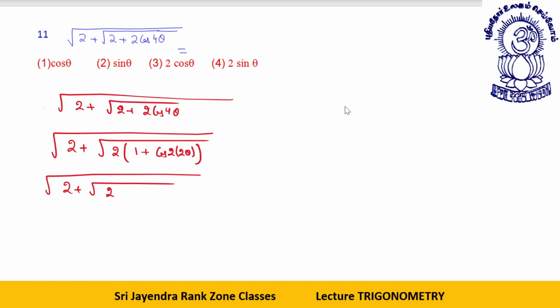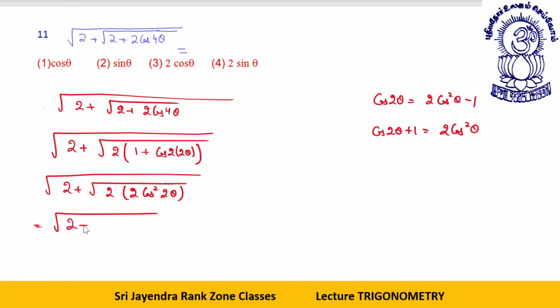Dear students, what is cos 2 theta? Cos 2 theta is 2 cos square theta minus 1. So from here, cos 2 theta plus 1 is equal to what? 2 cos square theta. I'm getting it. So this 1 plus cos 2 into 2 theta becomes 2 cos square 2 theta inside the under root. Now this will come out as 2 plus 2 into 2 out of the under root will be a 2. Cos square 2 theta out of the root will be a cos 2 theta.